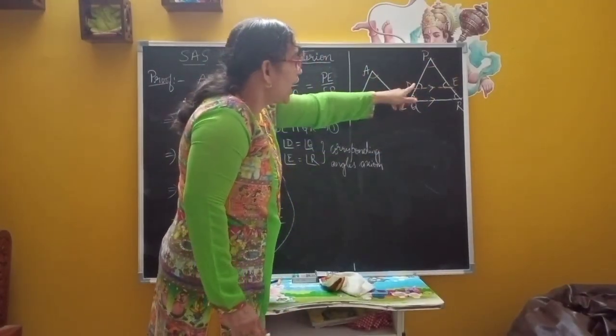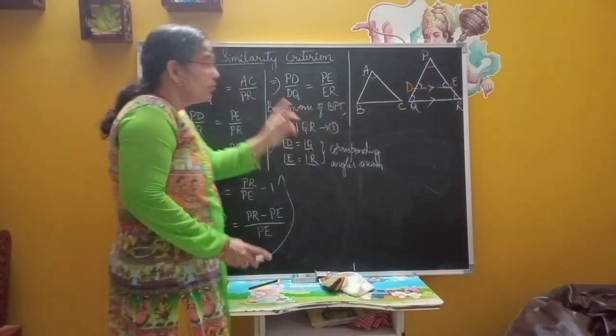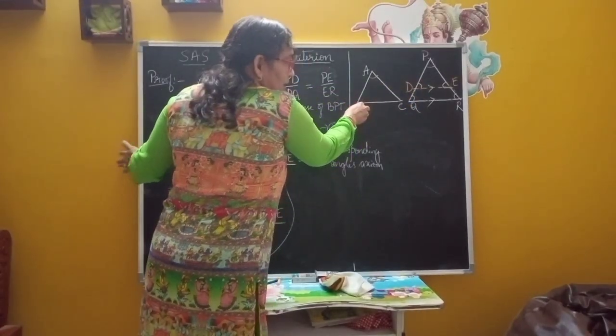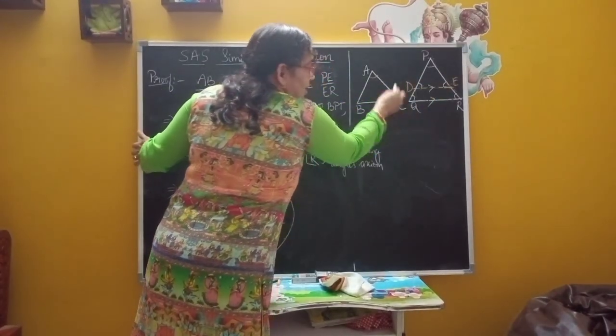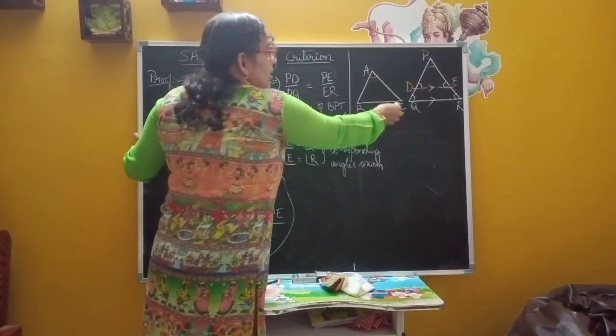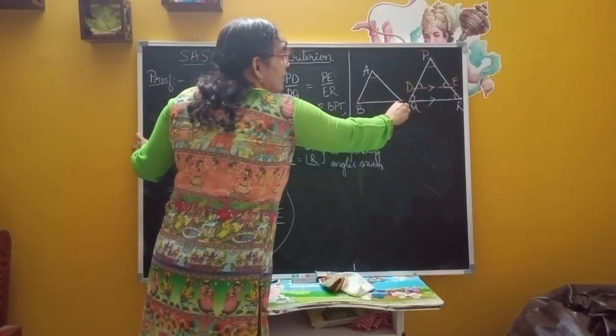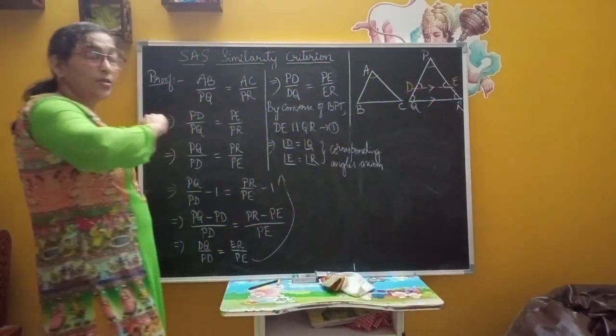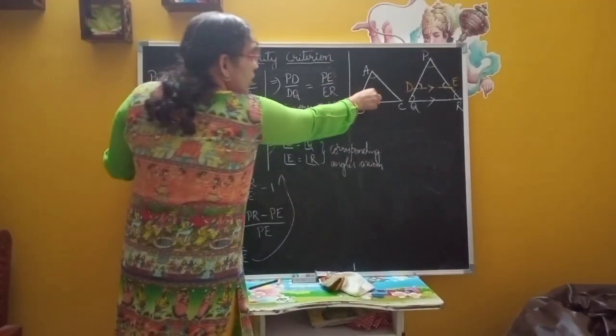If they are congruent, what happens? We get angle D is equal to angle B and angle E is equal to angle C. So what do you say? We can conclude that D is equal to Q and C is equal to R, isn't it? So now let us prove congruency.